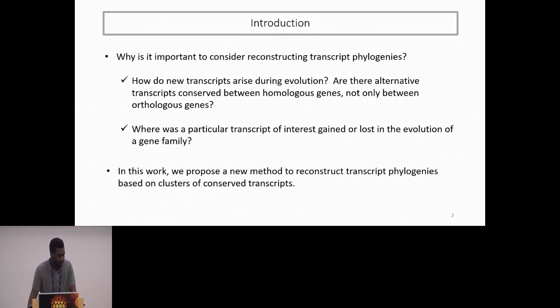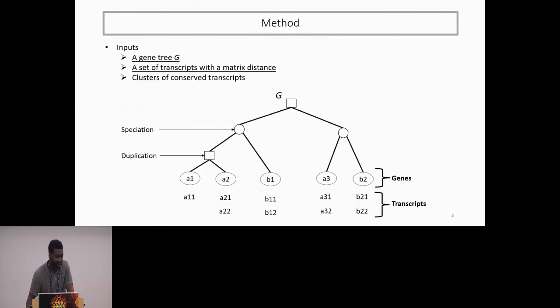So in this work, we propose a new method to reconstruct transcript phylogenies, but based on pre-computed clusters of conserved transcripts. So the method starts with a gene tree and a set of corresponding transcripts with a distance matrix between them. So the matrix represents the distance between all pairs in the set of transcripts.